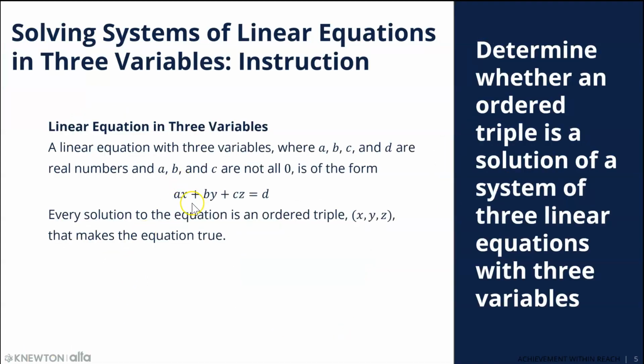A linear equation with three variables is of this form, where A, B, C, and D are all real numbers and not all of them are equal to 0. Now, every solution in this equation is an ordered triple of the form x, y, z. And that is the point that makes the equation true. And moreover, when you graph this equation in three variables, the graph is a plane.